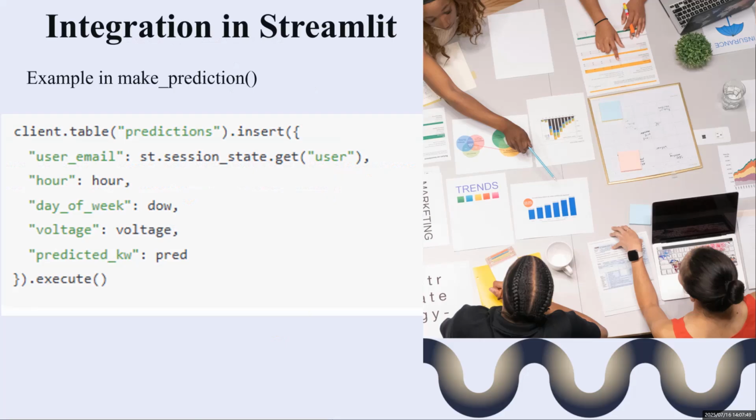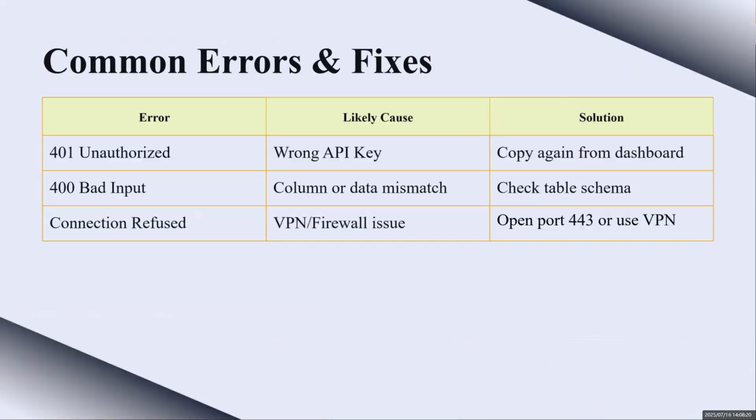So integration in Streamlit. So how do we integrate all this in our Streamlit? So all you need to do for that client, that table, is insert the necessary columns we want to see, such as user email, hour, day of the week, voted, predicted KW. So it means that at the end of the day, we'll have 5 columns, and then we are going to execute this code.